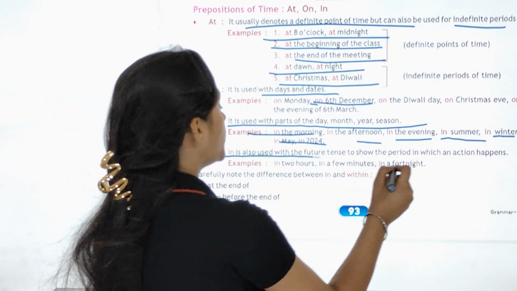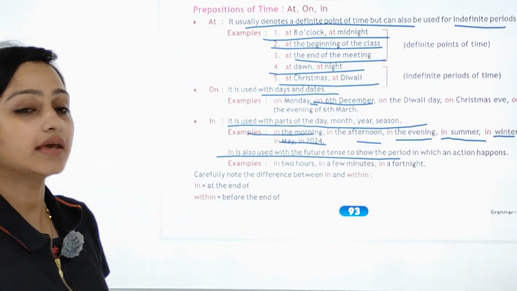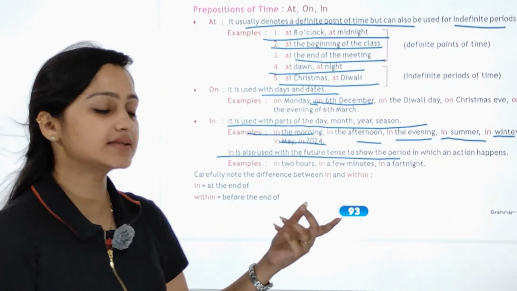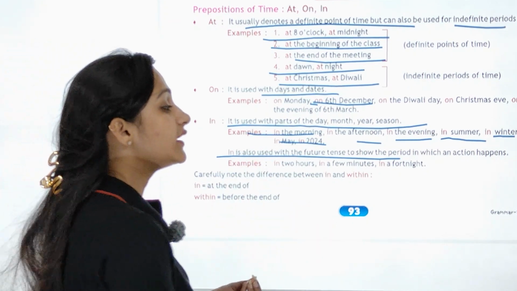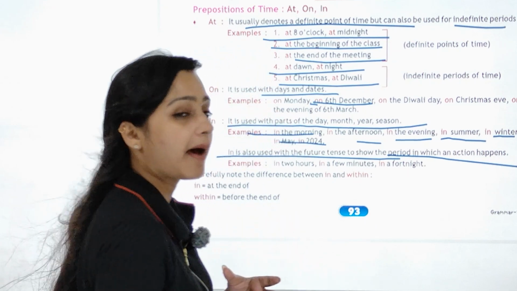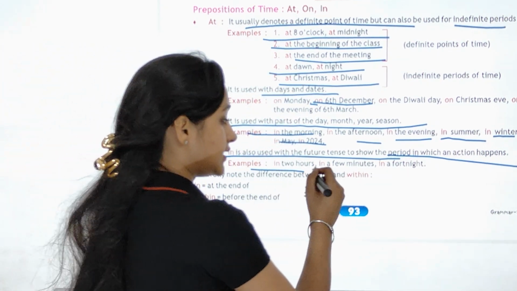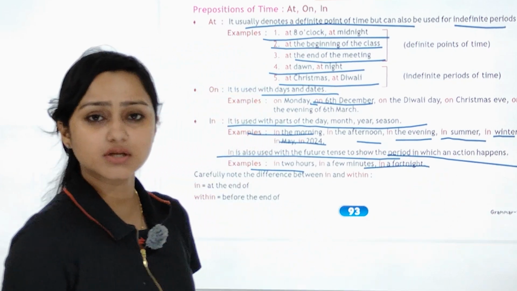In is also used with the future tense. ये किसके साथ यूज होता है? Also ये हमारा future tense के साथ भी यूज होता है. क्या शो करने के लिए? To show the period in which an action happened. कि किस पीरियड में एक एक्शन हुआ है. So examples: in 2 hours, in a few minutes, in a fortnight.